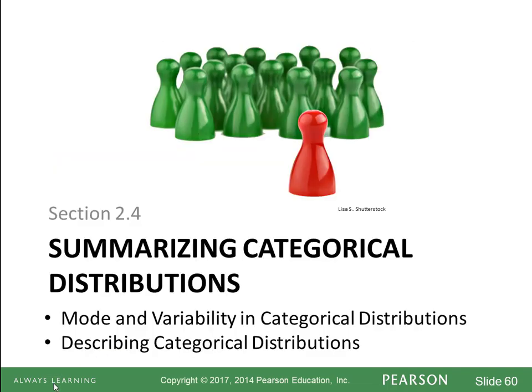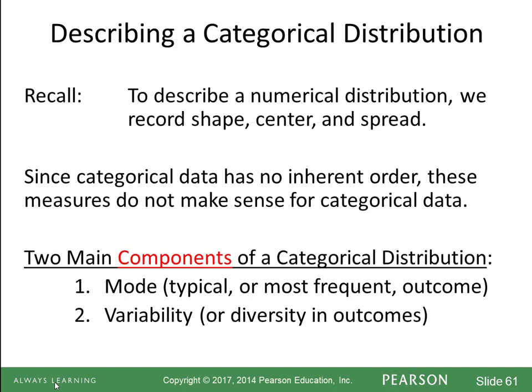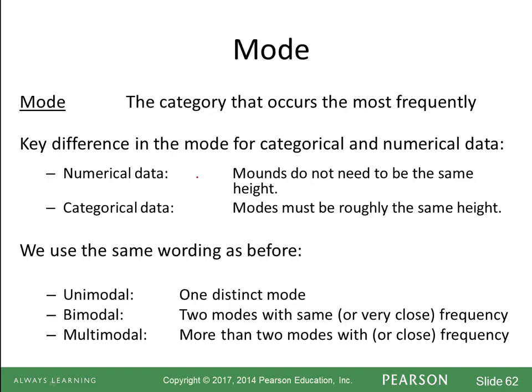And again, let's look at how we summarize categorical distributions. So again, we're going to do shape, center, and spread. When we do categorical data, we look at the mode, or the most frequent outcome, and the spread, the variability. When we look at the mode for categorical data, they're going to be roughly the same height. They happen at the same rate. Again, unimodal means 1, bimodal means 2, multimodal means more than 2.